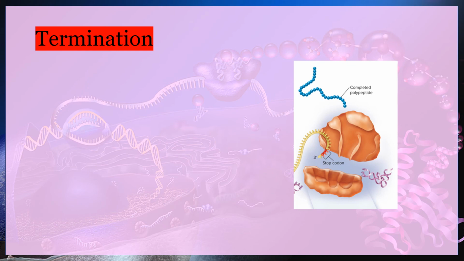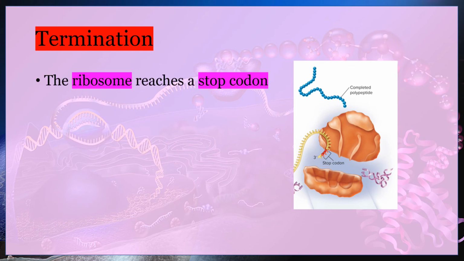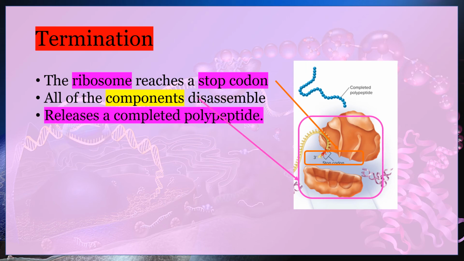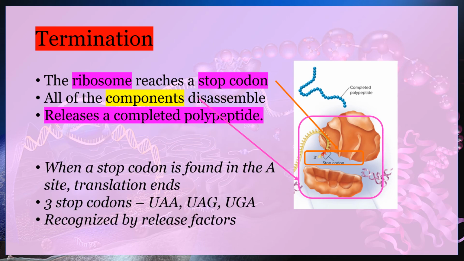And lastly, we have termination. The ribosome reaches a stop codon. All of the components disassemble. We have the release of a completed polypeptide. So when a stop codon is found in the A site, translation ends. There are 3 stop codons, UAA, UAG, and UGA, and these can be recognized by release factors.